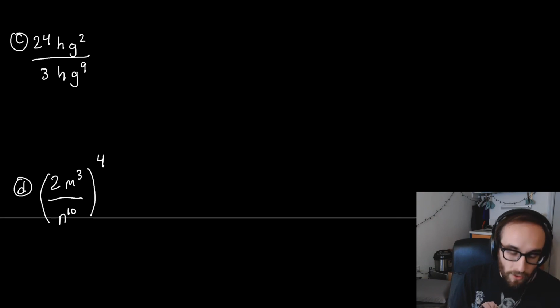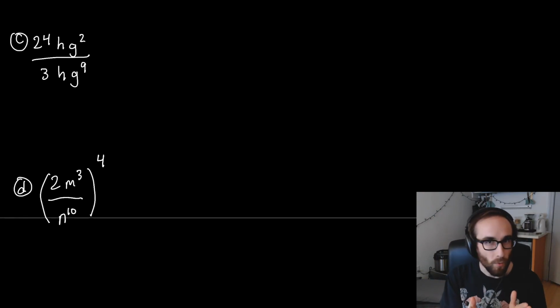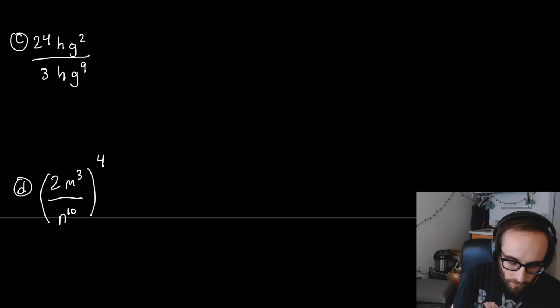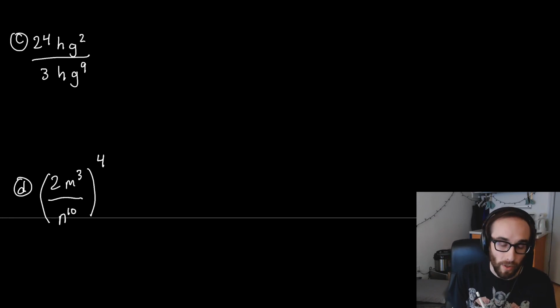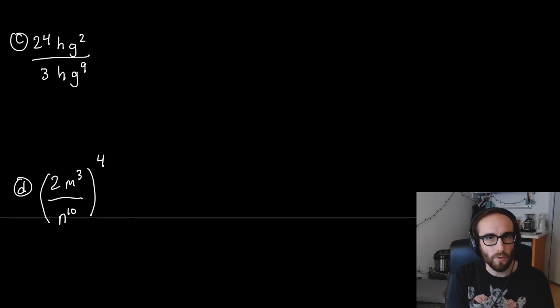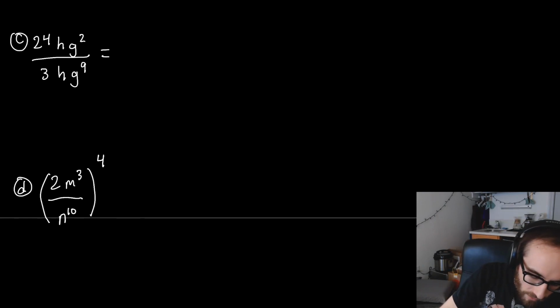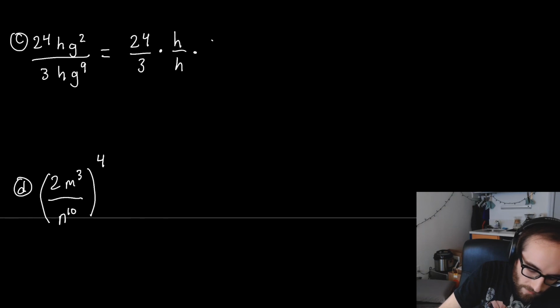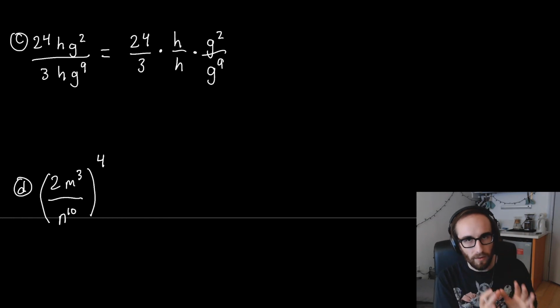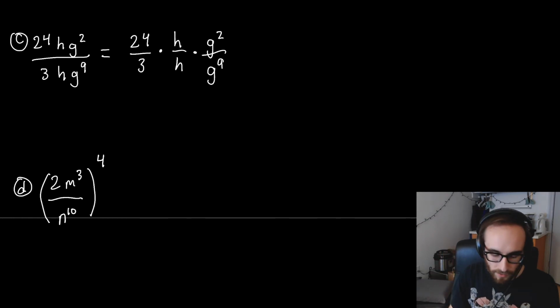Next up, we have letter C. Here we have a few more letters and numbers. We have 24 times h times g squared, all divided by 3 times h times g to the 9th power. What we can do here is we can split this up and match up the variables and the numbers. So we can write this as 24 divided by 3 times h divided by h times g squared divided by g to the ninth. So just matching up the numbers and the different variables.